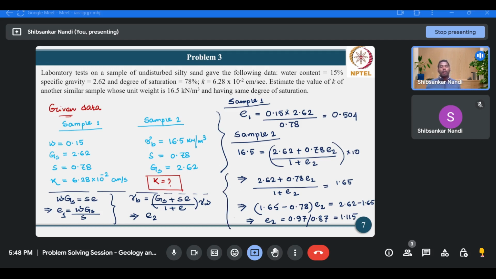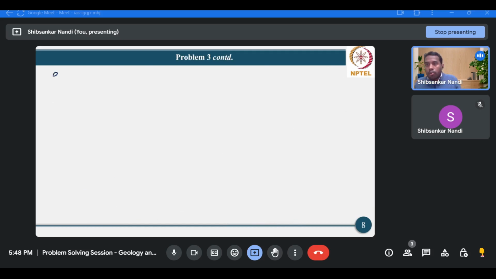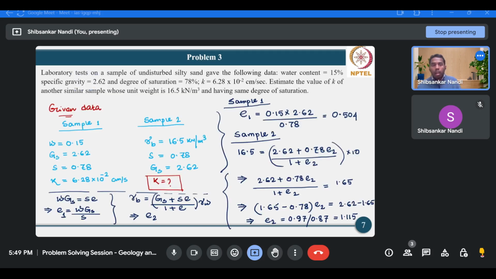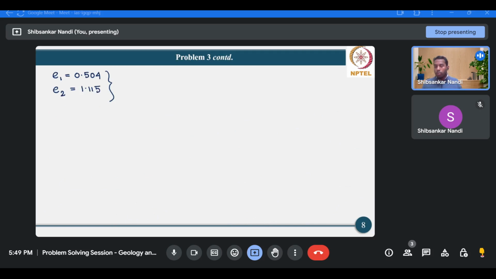So it's quite clear that the void ratio values for the two given samples are not the same, they are different. First of all, for sample 1, the E1 value is 0.504, and for sample 2 it is 1.115. So almost twice that of sample 1. The void ratio of sample 2 is twice that of sample 1.